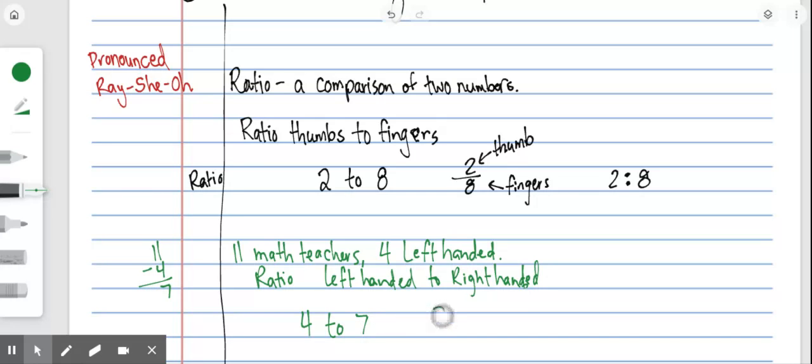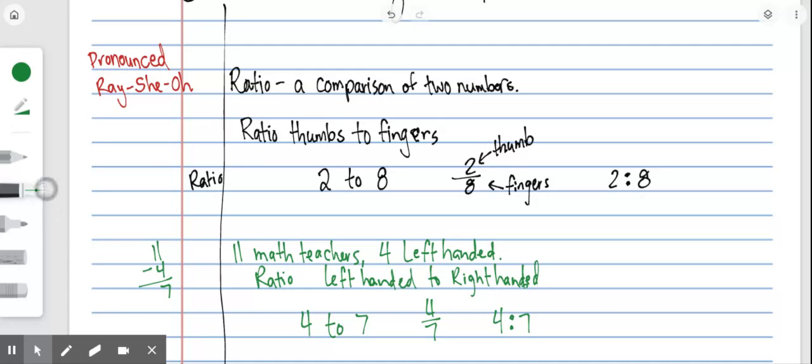So again, I can write it as a fraction, sorry, 4 over 7. And 4 with a colon and then a 7. Okay. Again, these are all examples of ratios, just comparisons between 2 things.